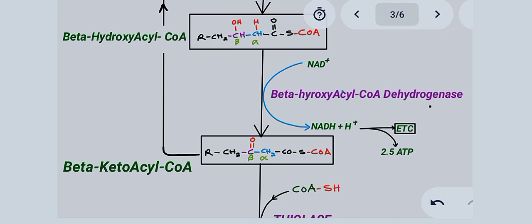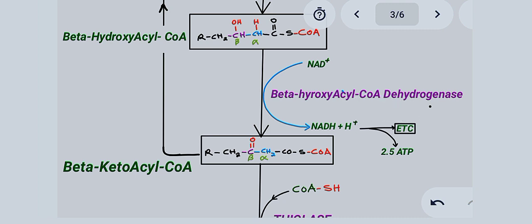Where are we taking it? We are taking it to NAD positive so that we can form NADH. So what's happening here is also oxidation because beta hydroxyacyl CoA molecule is losing a hydrogen ion. And that hydrogen ion is going to NAD positive so that we form NADH. So step 1 is oxidation, step 2 is hydration, step 3 is oxidation. The enzyme catalyzing this reaction is called beta hydroxyacyl CoA dehydrogenase.